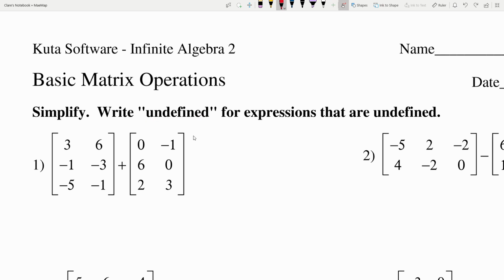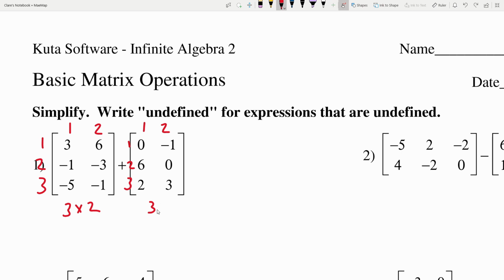An undefined expression, in order to add or subtract matrices, we need to have the same number of rows by the same number of columns. In the case of number 1, we have 1, 2, 3 rows and 1, 2 columns, so this is a 3 by 2 matrix. To add it to another matrix, that matrix also must be 3 by 2. So, 1, 2, 3 by 1, 2. Yes, it is. Because they're each a 3 by 2 matrix, we can add them.